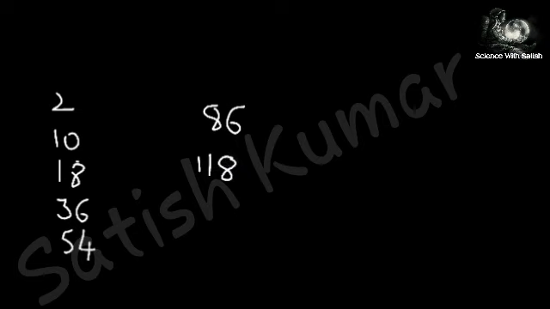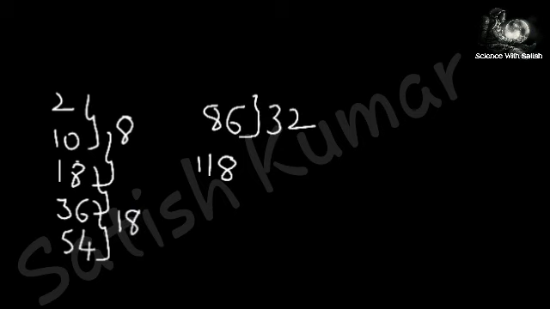It is very easy to remember these numbers because the difference of the first two is 8, and the second and third is also 8, third and fourth is 18, fourth and fifth is also 18, fifth and sixth is 32, and sixth and seventh is 32. So in this way you can easily remember the atomic numbers of inert gases. So those are 2, 10, 18, 36, 54, 86 and 118.